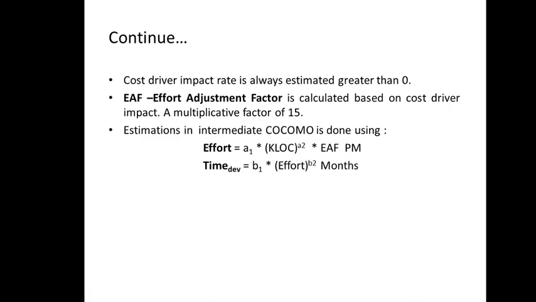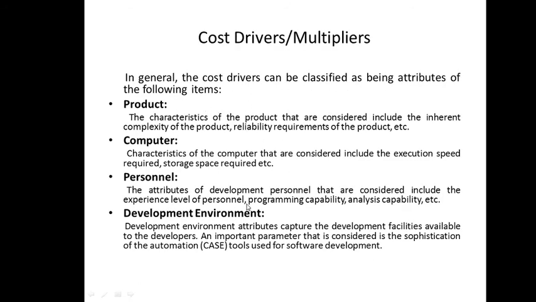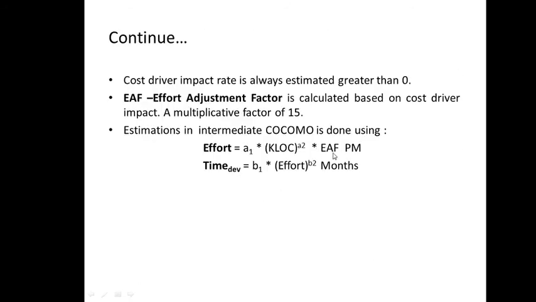So according to intermediate Cocomo, how the effort will be calculated is A1, kilo lines of code A2. This will remain the same. The only change is you are supposed to multiply here with the effort adjustment factor. What is effort adjustment factor? This is simply the summation of the cost driver values given to us, right? EAF is nothing, it is summation of all the cost driver values provided in the question, right?